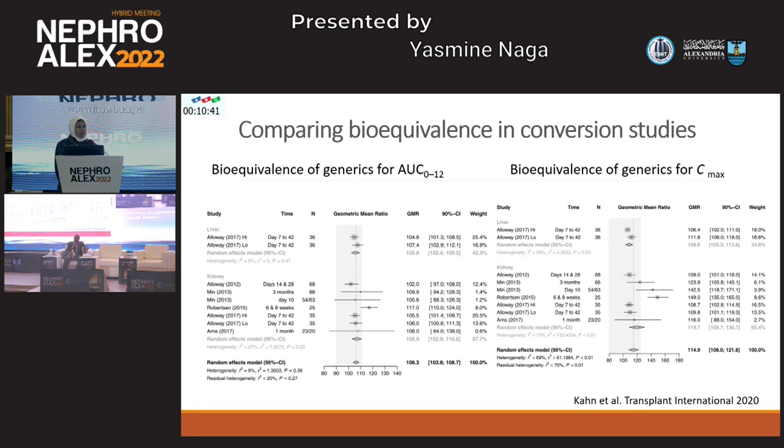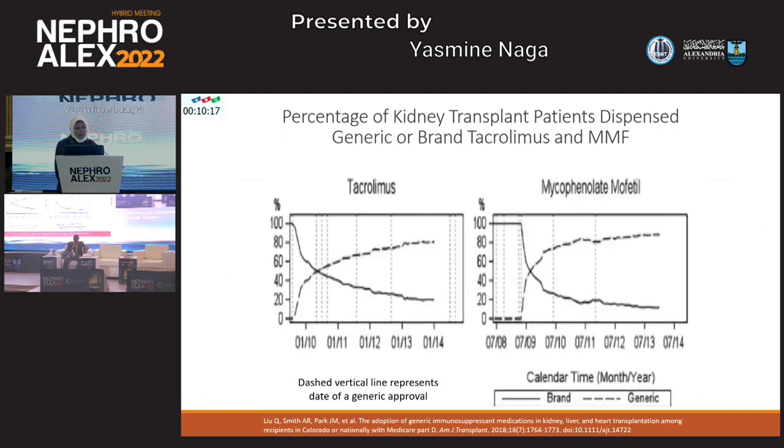وبرضه الستادي الميتا اناليسيس دي بصت على البايو ايكويفالنس اللي اتقاس في الستاديز، وسواء الاريا اندر ذا كيرف اللي بتقول الدراج ليفل اوفر ذا 12 اورز، والسي ماكس اللي هو ال 2 اور دراج ليفل، لقوا ان في بايو ايكويفالنس وما كانش في فرق بين التاكروليموس الجينيريك والتاكروليموس اليوست.